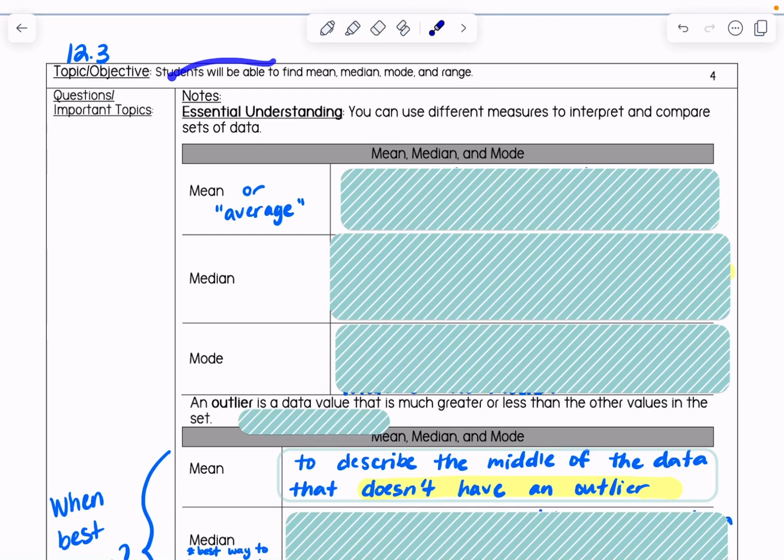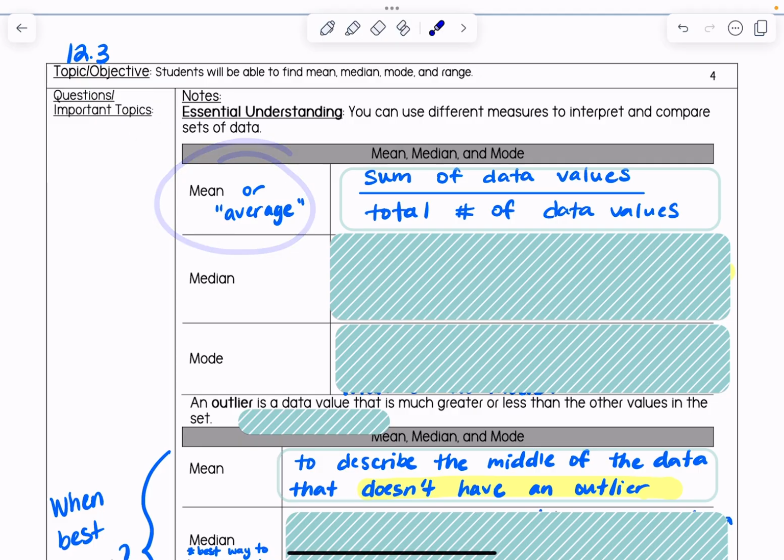12.3, students will be able to find mean, median, mode, and range. Essential understanding: you can use different measures to interpret and compare sets of data. So for mean or average, please feel free to pause and write this down.